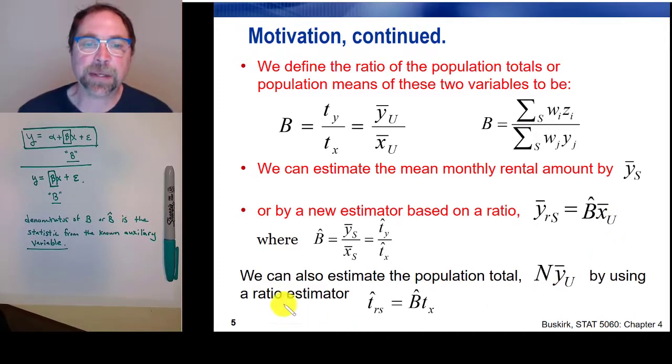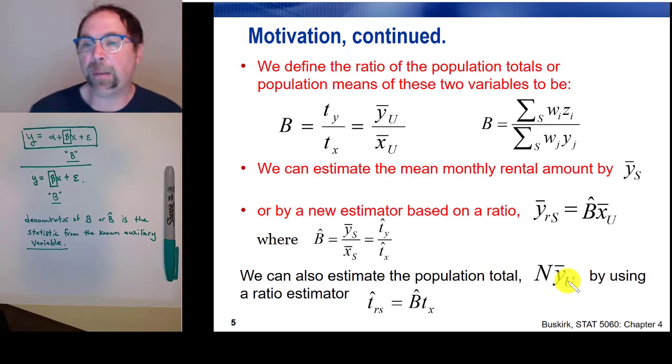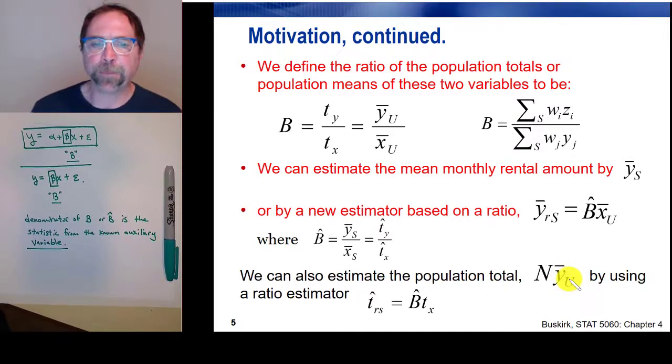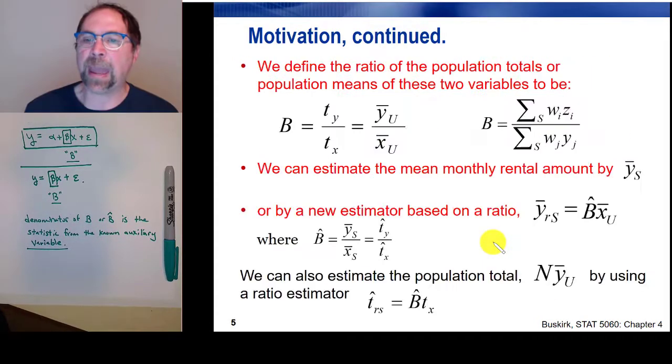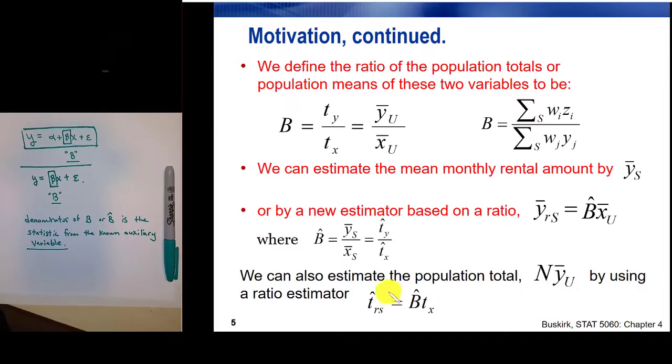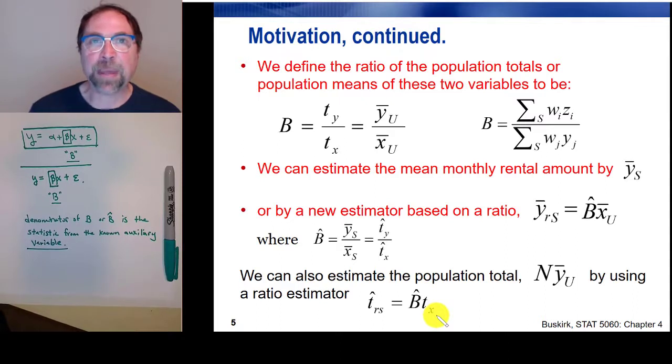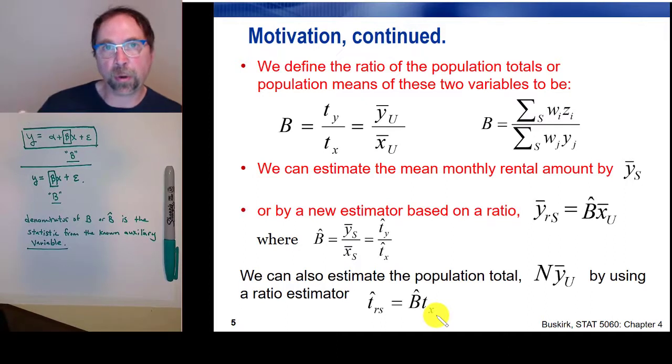Now, again, you can also estimate the population total by N Y bar U, which we've already seen before. Actually, this is N Y bar S. This is actually not U. It should be S from the sample. So that's the straightforward version. Or we can use the ratio estimator, which is essentially B hat times the total in the X variable. Now notice the things we're multiplying by are the known quantities from the X variable. If I know the X for everybody in the population, I know the X bar U, and I know the total on the X variable.